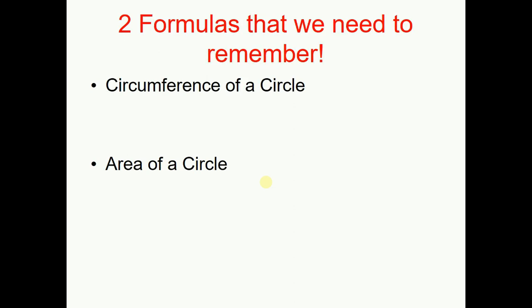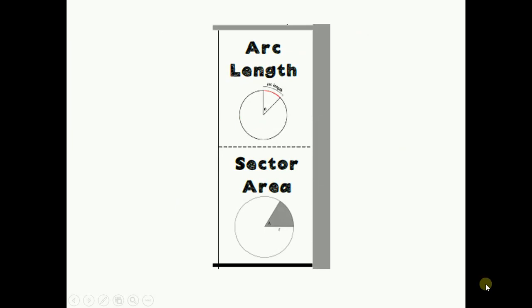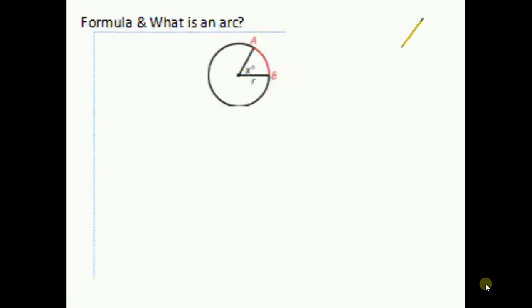Two formulas that we need to remember for this section. The circumference of a circle, C equals 2 times pi times r, r being the radius of my circle. And then for area, A equals pi r squared. So keep those in mind as you're working through today, because we're going to need to use those for our formulas. Okay, so open up your arc length part of your foldable here.